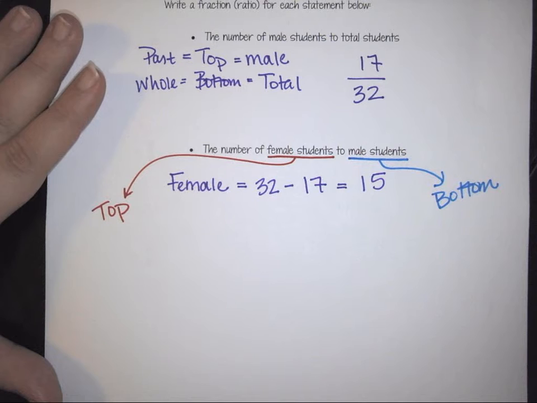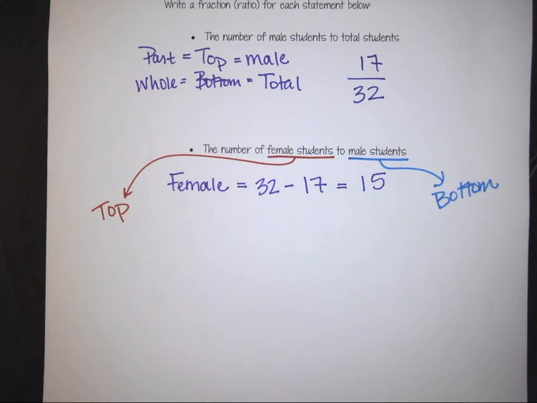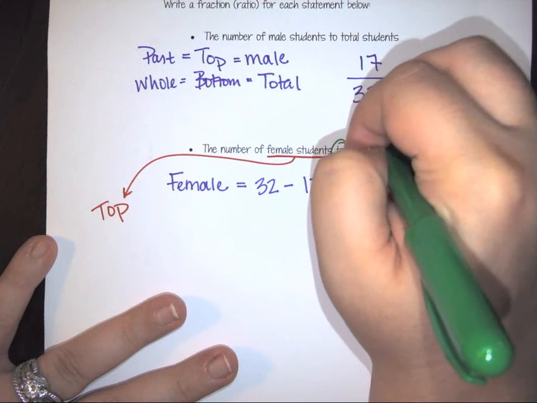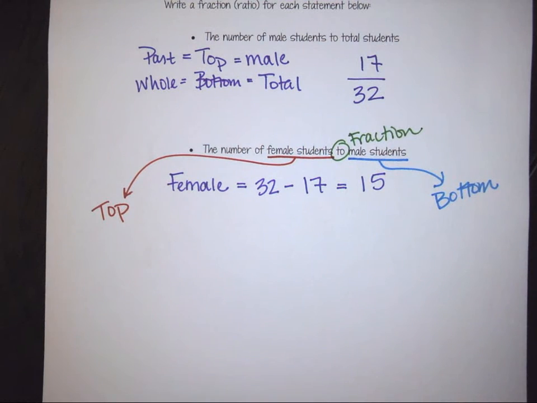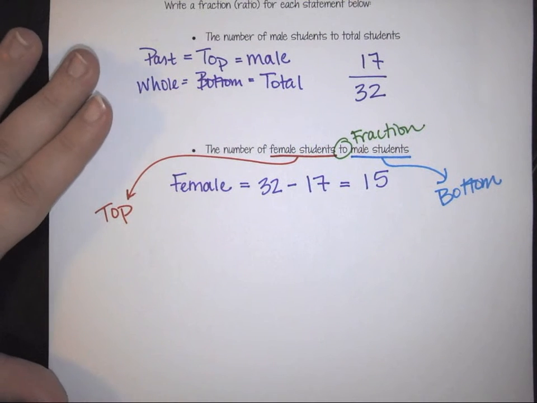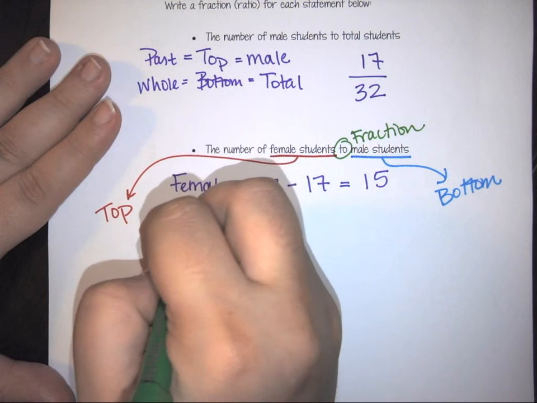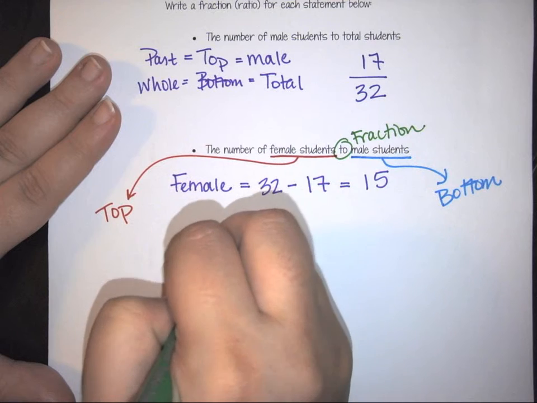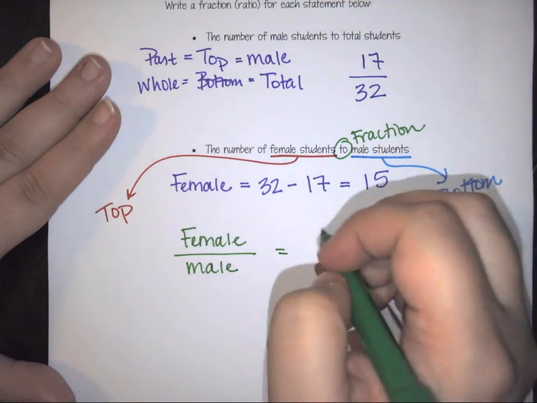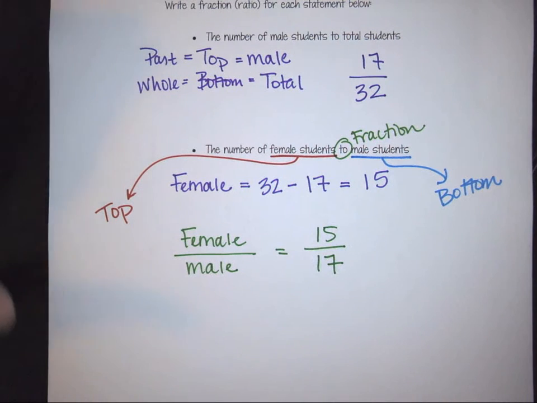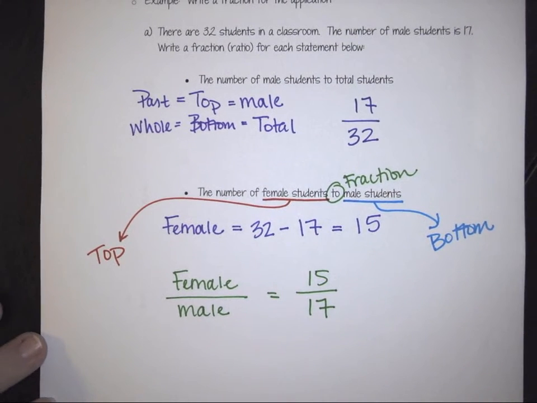And lo and behold, this little 2 signifies your fraction. So we need to go ahead and do that. We're going to have our fraction being female over your male. So my female was 15 students, my males were 17. And again, that is all that you would need to do for this type of problem.